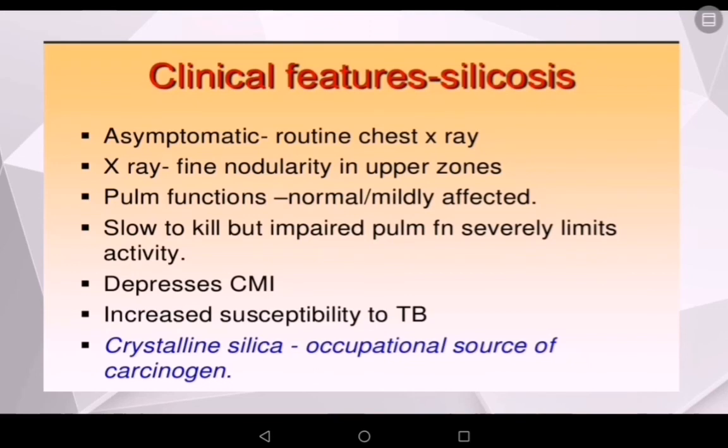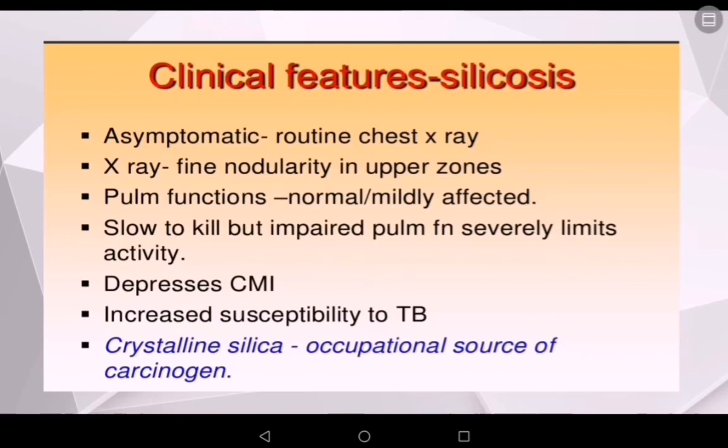Looking at the clinical features of silicosis, it is usually asymptomatic in the early stages, and the routine chest X-ray will not show any abnormality or disease. But in the later stages, with time, the X-ray may show fine nodularity in the upper zones. The pulmonary function tests are usually normal, but they may be mildly affected in the late stage. It does not kill a person immediately as it is a chronic disease, but impaired pulmonary function severely limits the activity of that person and his daily routine.